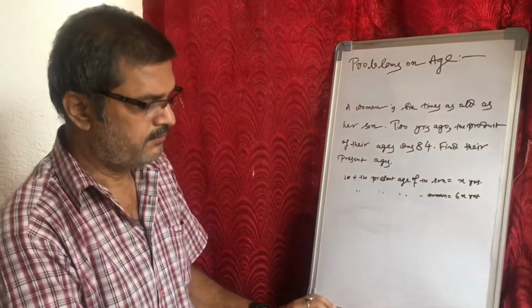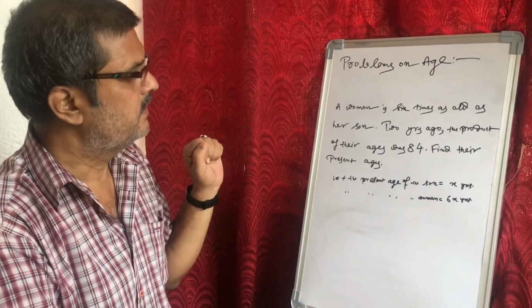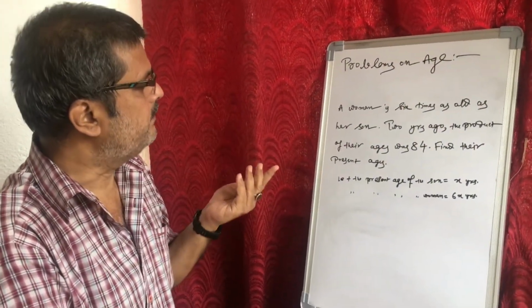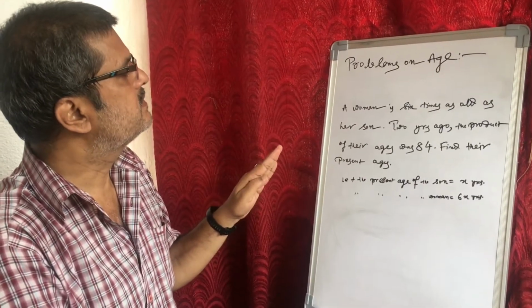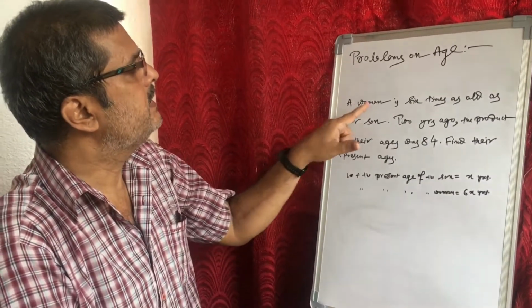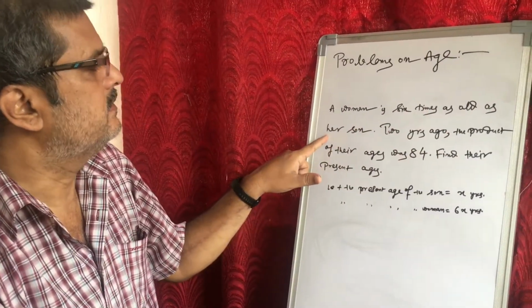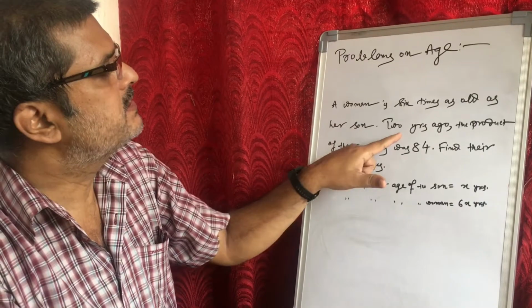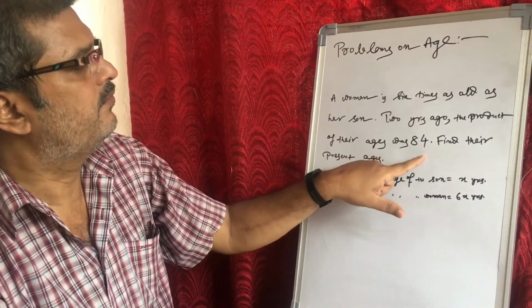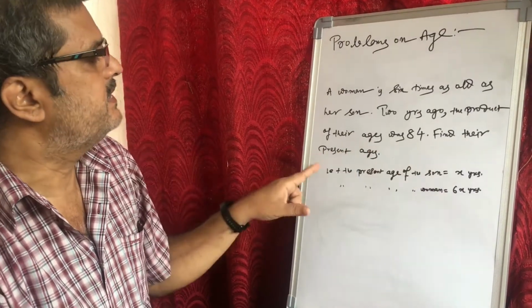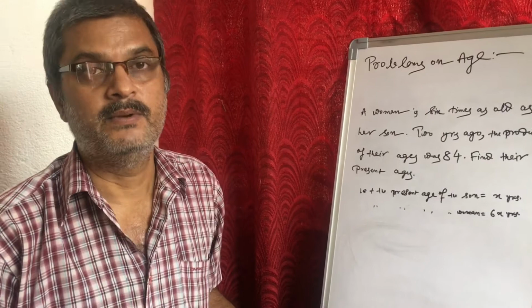Students, now I am taking one problem which is based on age. How to solve this type of problem? Suppose I have taken one example. Example is this: a woman is 6 times as old as her son. 2 years ago, the product of their ages was 84. Find their present ages. Now see how to solve this problem.